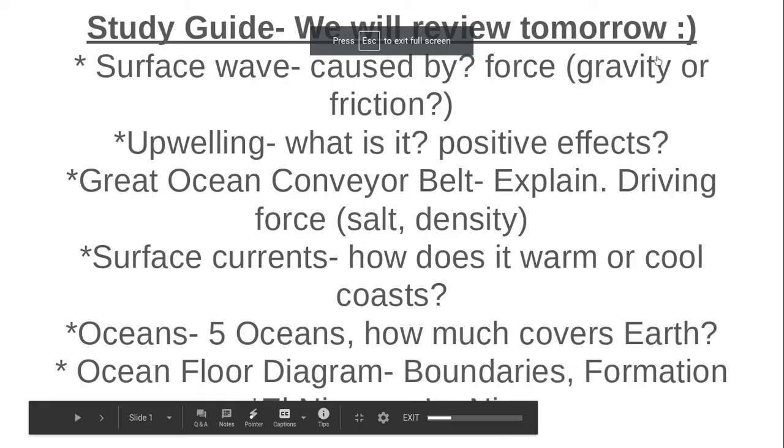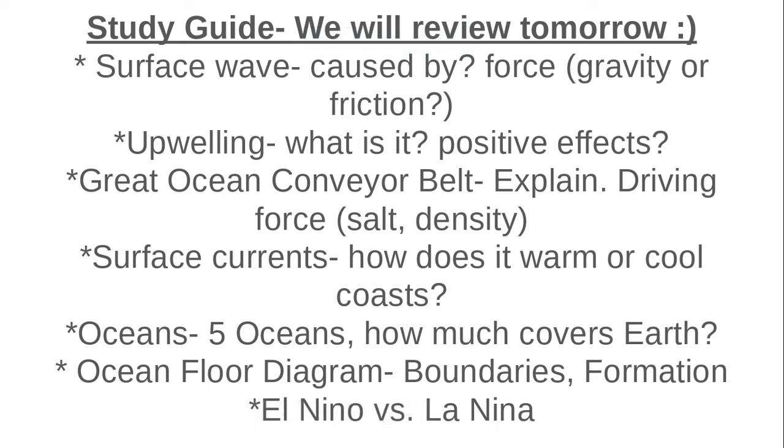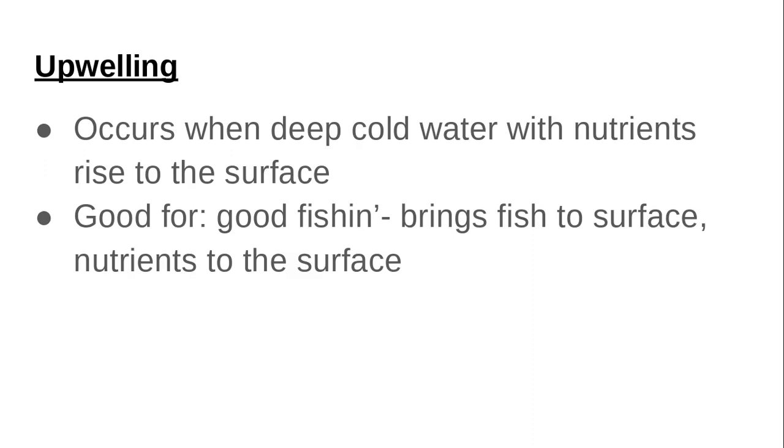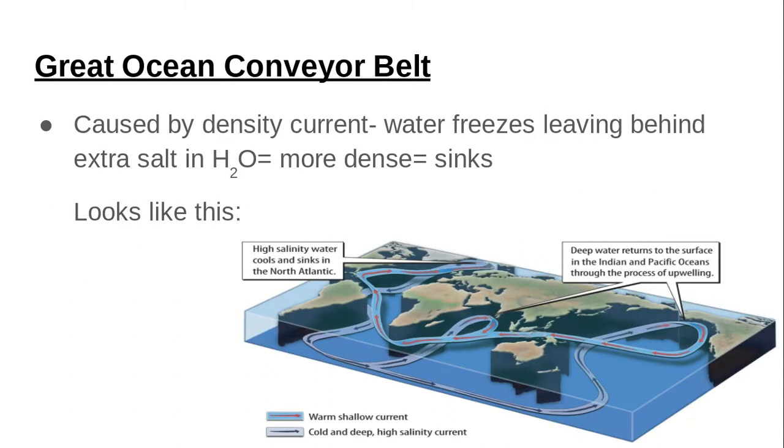So for our study guide, I am just going to review what you basically need to know for the test, okay? A surface wave is caused by wind. The stronger the wind, the bigger the wave. How it's formed is the force between the air, the wind, and the water creates friction, which therefore creates that surface wave. Upwelling occurs when deep, cold water with nutrients rises to the surface. It's good for fishing because it brings fish to the surface, but it also brings nutrients to the surface.